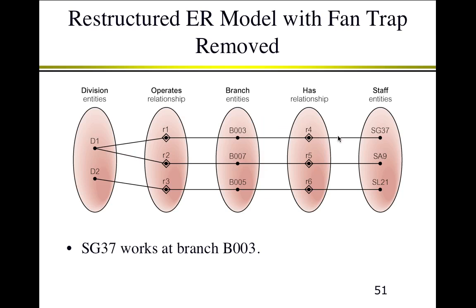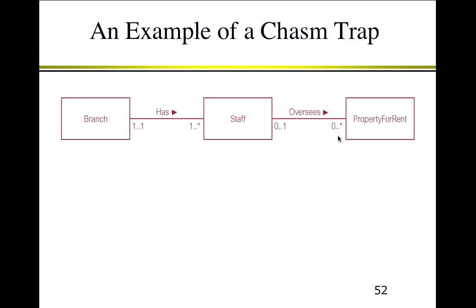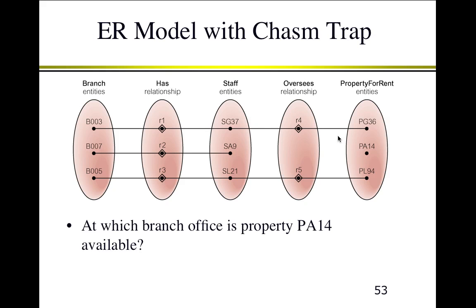All right, so now we have this phenomenon here where we have a branch that has staff that oversees property for rent. So what does it look like when we draw it out here? We have a branch that has staff that oversees property for rent. These are the components that we're working with in terms of the relationship. Branch number 3, 7, and 5 we're good so far, staff. But what staff is overseeing which property for rent? So we have to question at which branch office is property PA14 available?